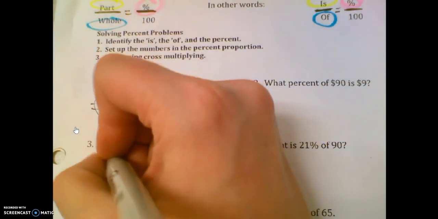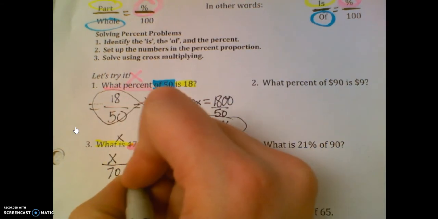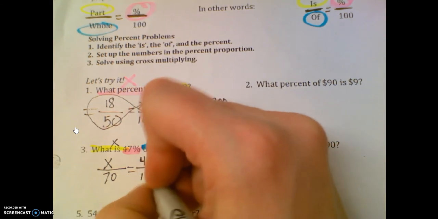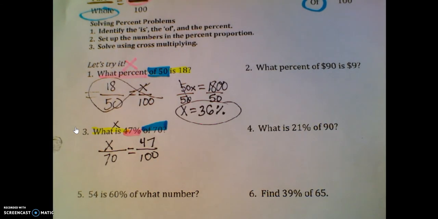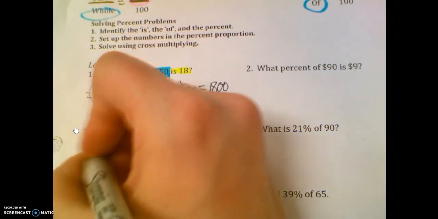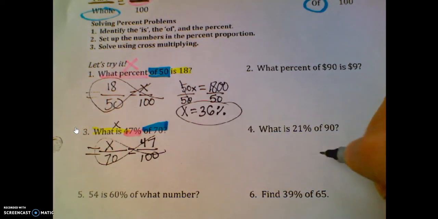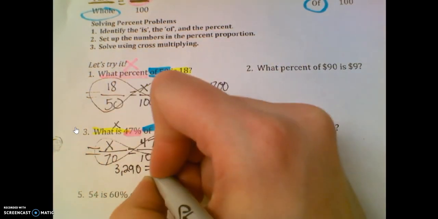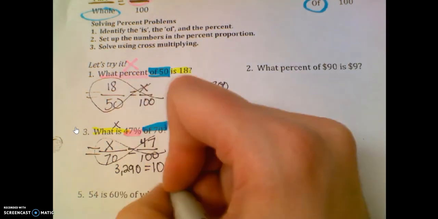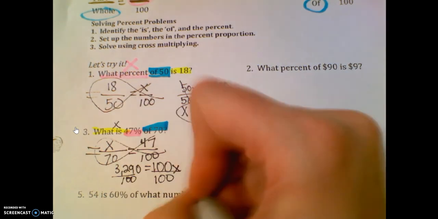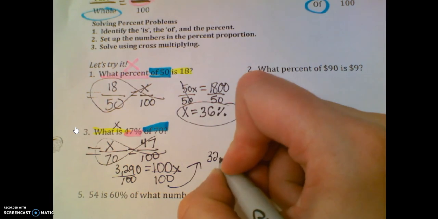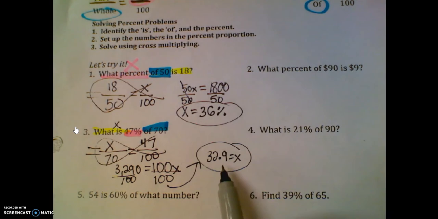So is over of, x over 70 equals, my percent is 47, and of course it's out of 100. So from here, what I'm going to do is cross multiply, and I get 47 times 70, which is 3,290, equals 100 times x, which is 100x. I divide both sides by 100. I don't really have room, so I'm going to show an arrow up this way. And I get 32.9 equals x. So that means 32.9 out of 70 is going to be 47%.